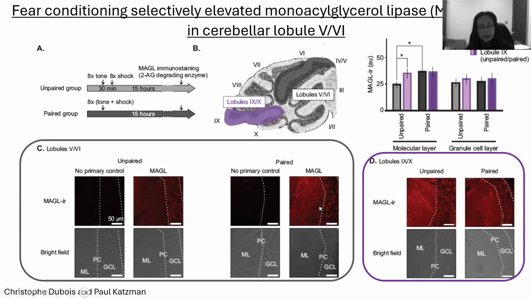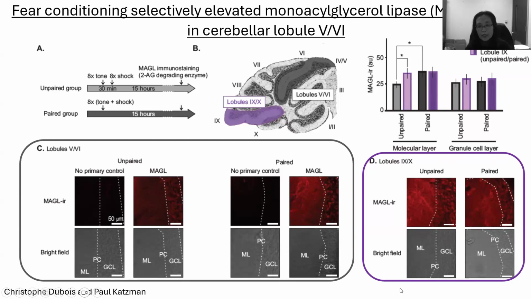Now, after fear conditioning, we see a prominent increase in the molecular layer MAG lipase immunoreactivity compared with the control. When we quantify it, we do see a large increase in the MAG lipase immunoreactivity after fear conditioning. The black bars are for lobules 5 and 6, in the molecular layer. When you quantify the granule cell layer, there's no difference between the unpaired and the fear conditioned animals.